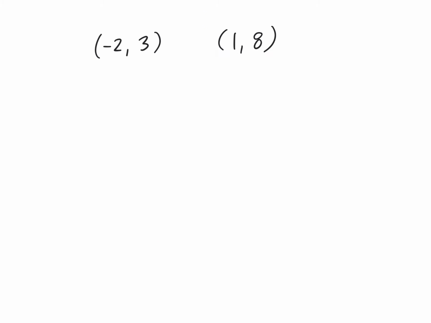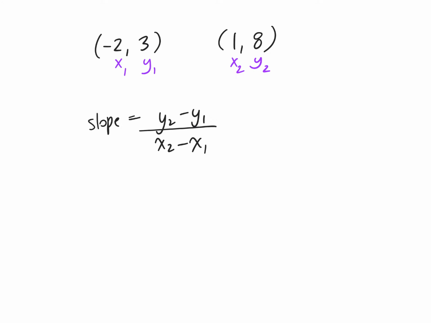Okay, so you're given the coordinates. First things first, label them x, y. I'm going to call this coordinate 1. I'm going to call this coordinate 2. And then write down the formula. Slope equals y2 minus y1 over x2 minus x1. Plug in your numbers. Good?